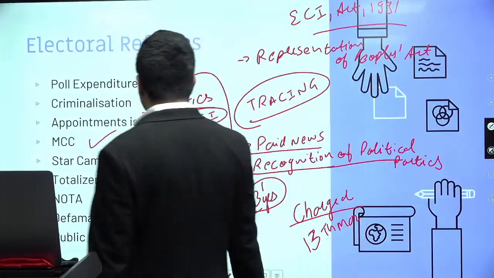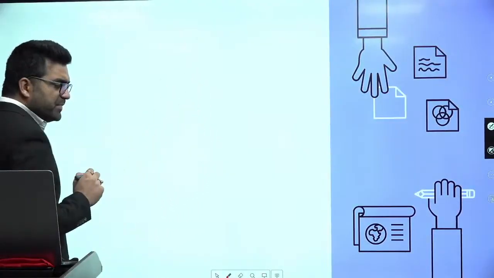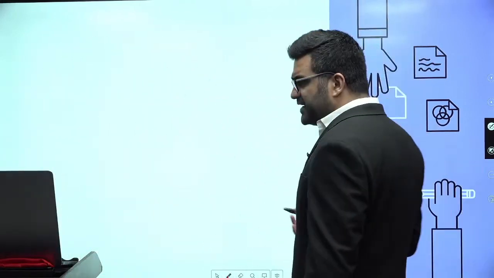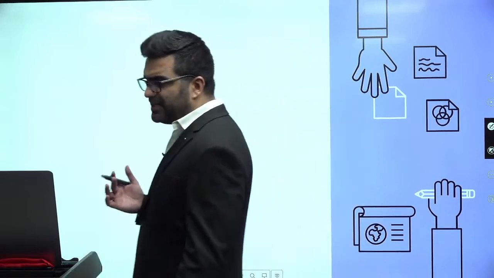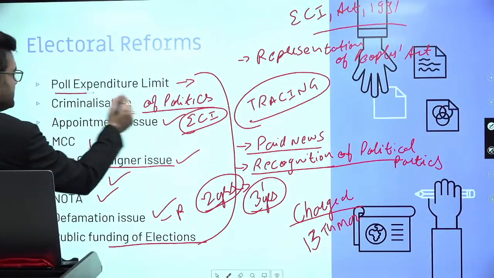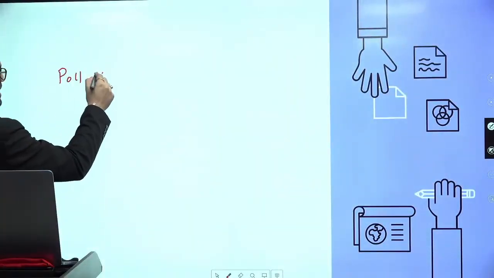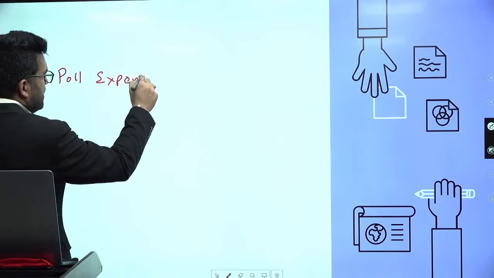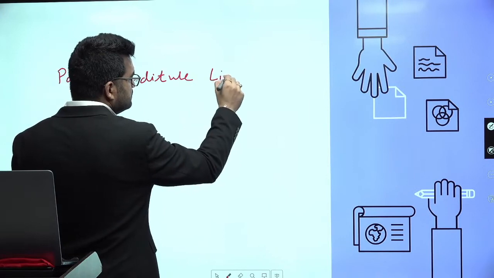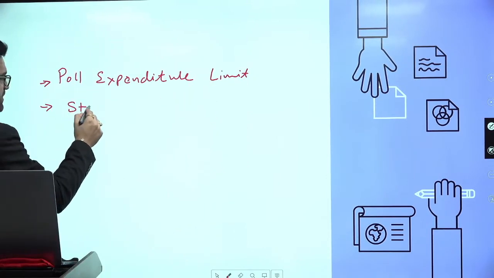First things first, poll expenditure limit and recognition of political parties is going to be the agenda for the day, right? Recognition of political parties, how political parties are recognized, number 1. Then poll expenditure limit, number 2. So first let's deal with poll expenditure limit. How much is the expenditure limit for a candidate? Along with it, we can deal with the nano topic of star campaigner.